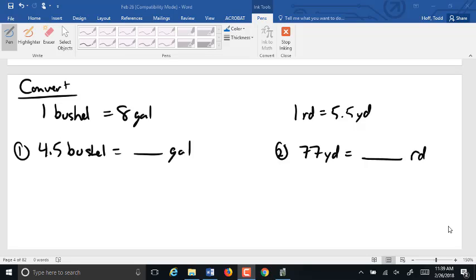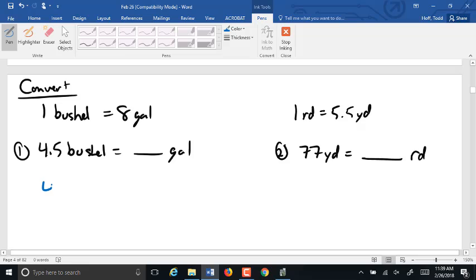Okay, so for the first one here, we have 4.5 bushels equals blank gallons. Now I purposely chose these because hopefully they're units that you haven't had a lot of experience with. So maybe your comfort of just jumping in and multiplying or dividing isn't there. So 4.5 bushels.